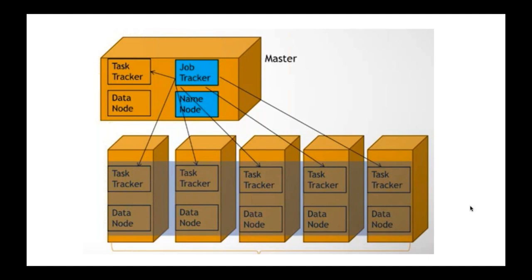User. And the input location and output location? The framework? By the name node? Input location and output location are specified by the user. The data location is specified by the name node. When the job is initiated, the name node tells the job tracker where the data is located. That is the job of the name node, and the input location and output location are given by the user.